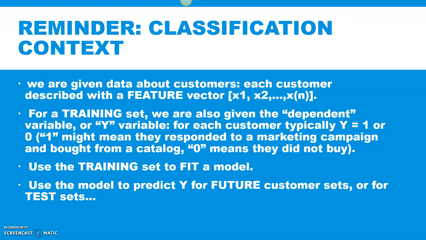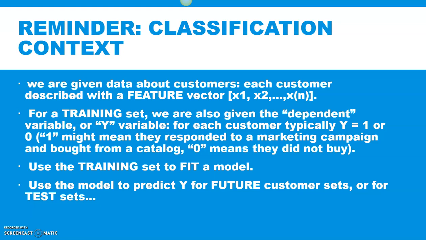So I want to remind you what the classification context is. We are given a feature vector for each customer. So each customer in your database is described by some n different variables, x1, x2. So if you had two variables, age and income, x1 could be age, x2 could be income. But typically today you have lots more information available about the customer. For instance, their home value, the zip code they live in.